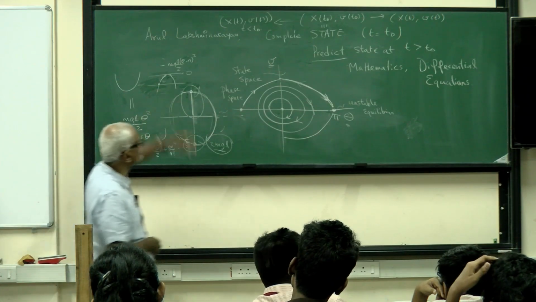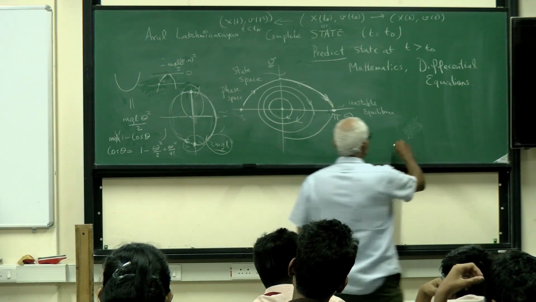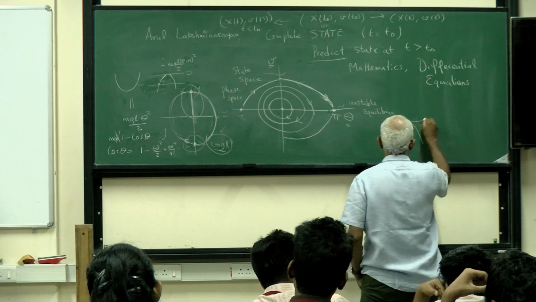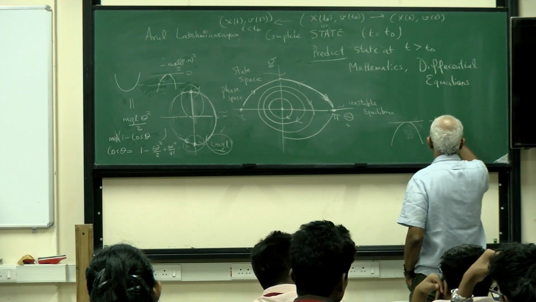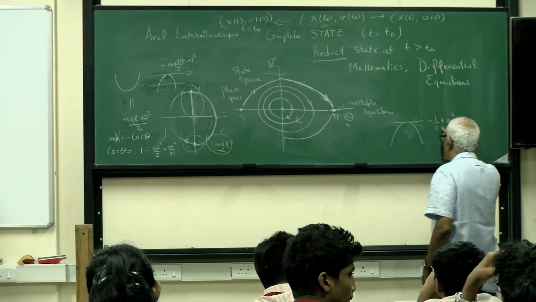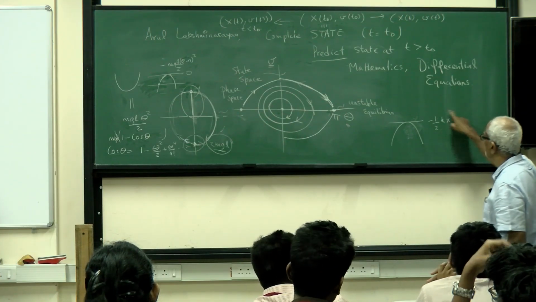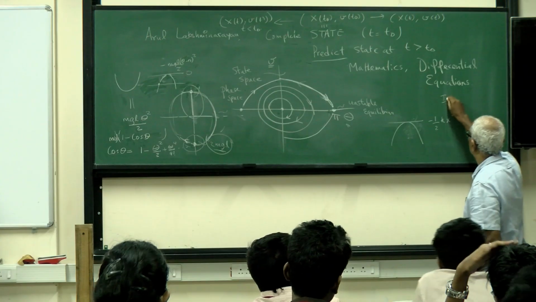So that's why I just wrote minus x squared. So let's do this problem. Let's take a potential minus half k x square. I'm writing it like an inverted oscillator. This is called an inverted oscillator.